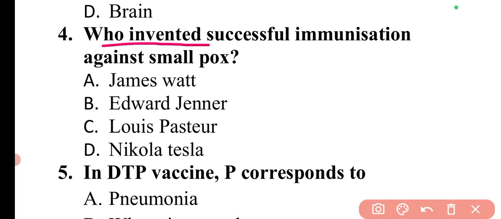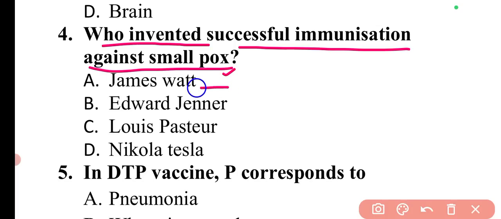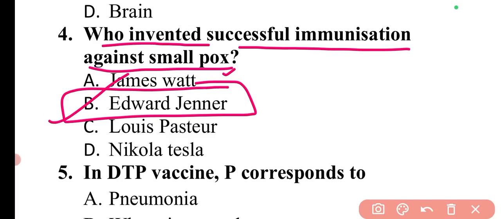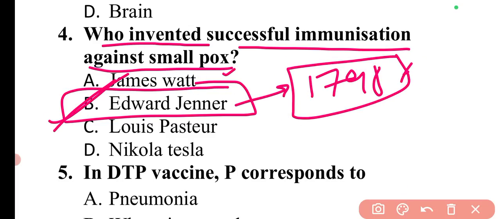Next question is, who invented successful immunization against smallpox? The smallpox vaccine was invented by Edward Jenner. It was invented in 1798. You can simply cross check the year, so it will be mostly 1798. Edward Jenner was the first scientist who invented the successful immunization against smallpox. So option B is correct.